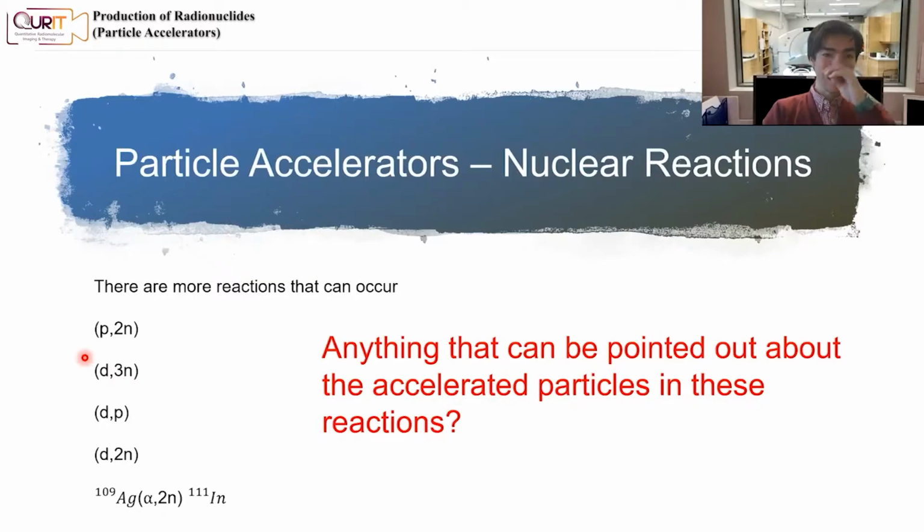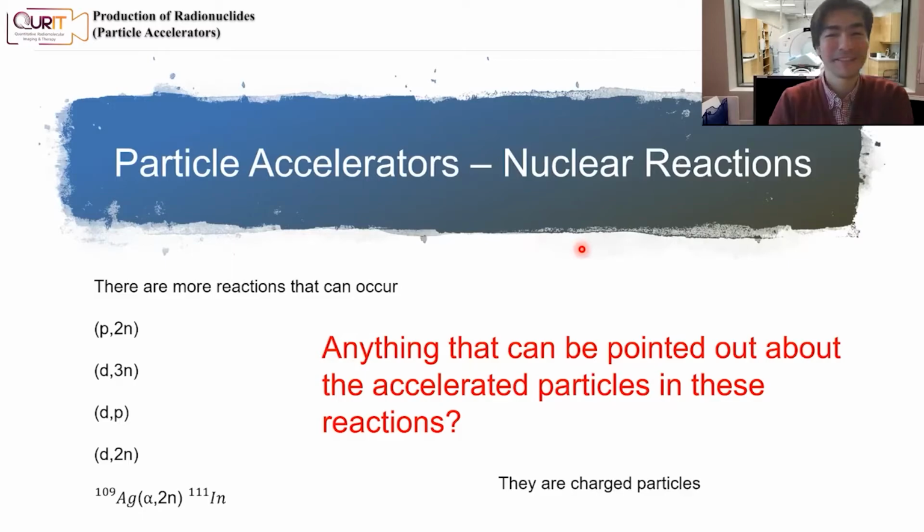Okay, yeah, so some people are saying they're charged, they're most stable, all have charge. Yeah, exactly. So that's where I wanted to get at. All of these particles are charged particles. So in these particle accelerators, we need those particles to have a charge, otherwise we wouldn't be able to accelerate them. So in the nuclear reactor, we have the neutrons.